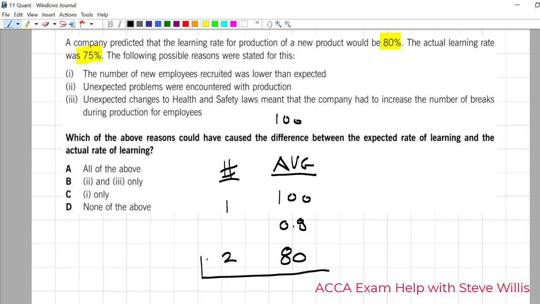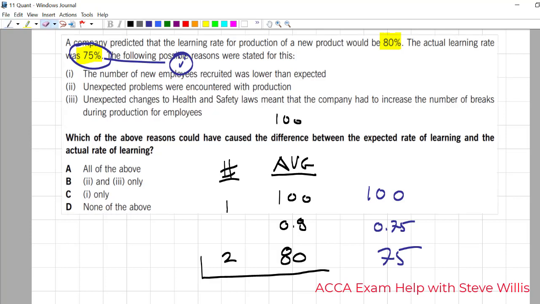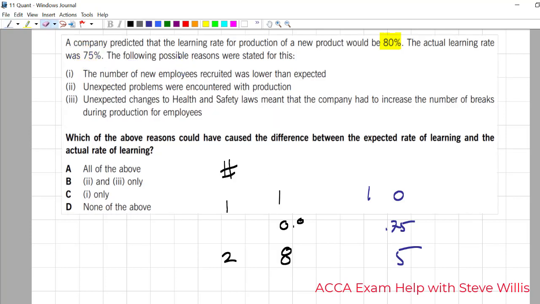Okay? Guys, now, if the learning rate were actually 75%, the first unit is still 100 minutes. The average time per unit when we do 2 would be 75 minutes. So, guys, 75 is a faster rate of learning. That's an improvement. The guys went faster. When you understand that, the rest of it is easy peasy.